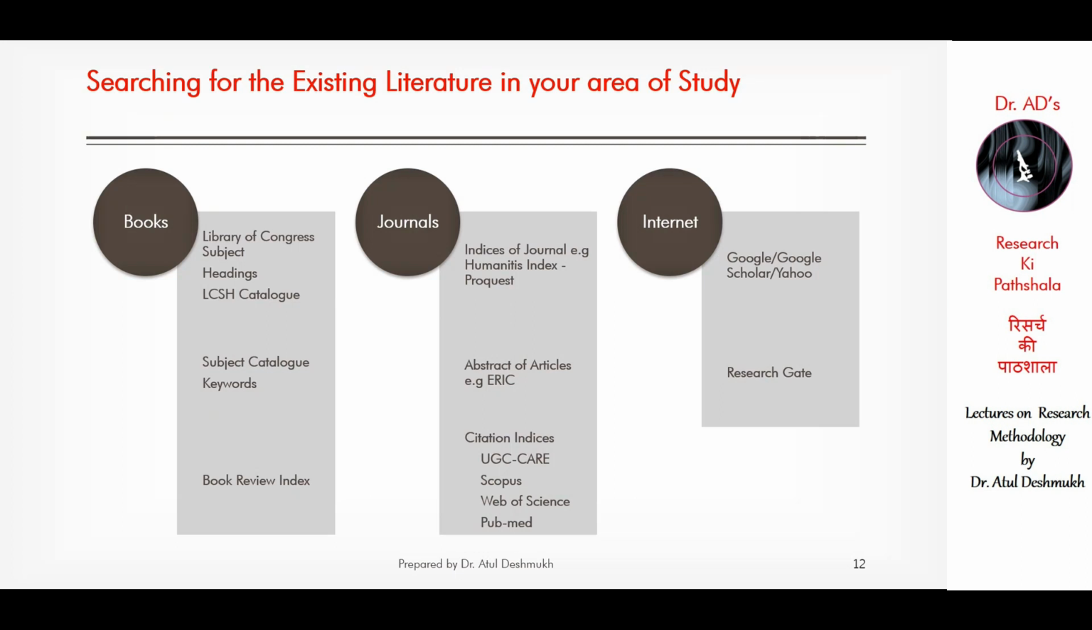And the internet, it's an open source. You can just type the keywords and you will get information from different research gates, different scientific platforms. There are so many scientific platforms available on the internet. From that, you will see what kind of articles, what kind of books, what kind of communications have been published related to your research problem. All that you will find in these internet sources. So this was the searching for the existing literature. In these three sources, you have to search your existing literature.